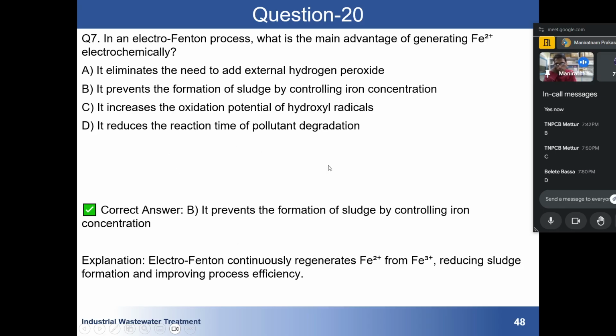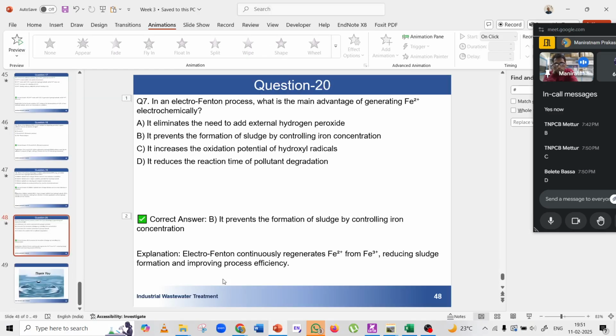I'm not going to explain every option, but for D, reaction time is already very low in any oxidation process, this AOP. So the use of electricity does not cause any such thing. The main advantage is that electrochemically it continuously regenerates Fe2+ from Fe3+, reducing the sludge formation and improving the process removal efficiency.